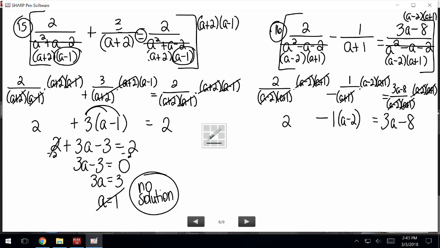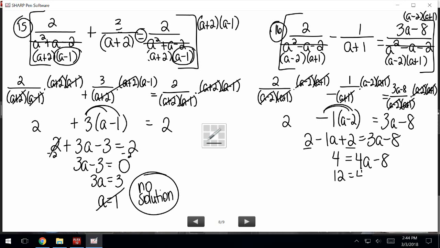Okay, so let's distribute that negative 1. Let's combine like terms. So we're going to add the 2 and the 2 and that gives 4. Let's add the 1a over, and that gives 4a. Now let's add that 8 over to the 4 and that gives 12. And divide, and a is 3.